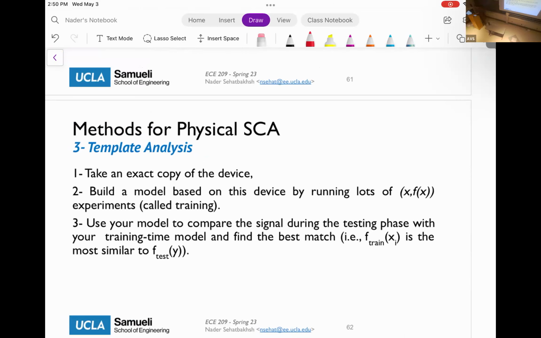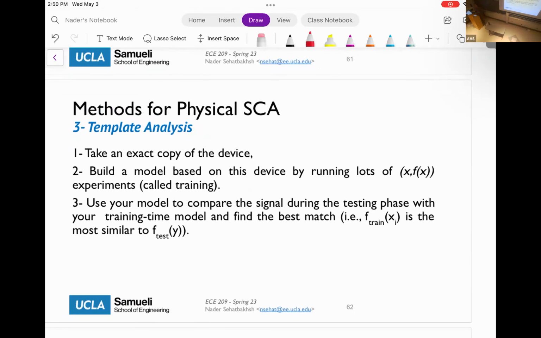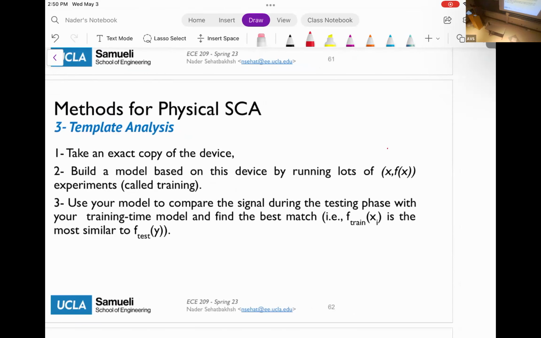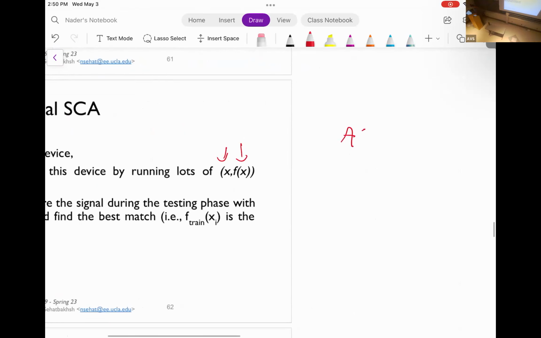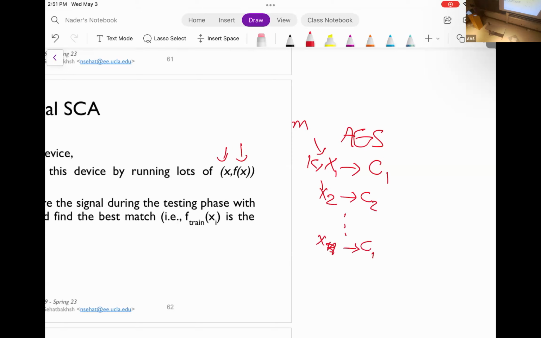So you're going to use something very similar to the way that a complex machine learning algorithm works. You're going to collect lots of X and F(X) pairs. Remember, for example, for AES, we send X, which is our message, and then we have the key, and we get the ciphertext. So for X1, we get ciphertext 1. For X2, we get ciphertext 2, and so on, lots of them, till CN. For all of these, of course, the key would be the same, and the goal is that we want to find this key.